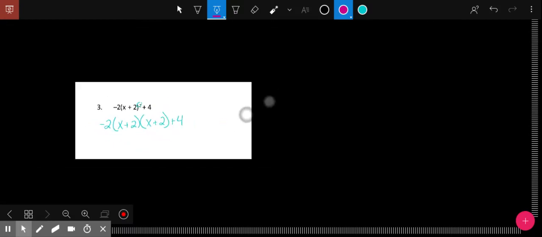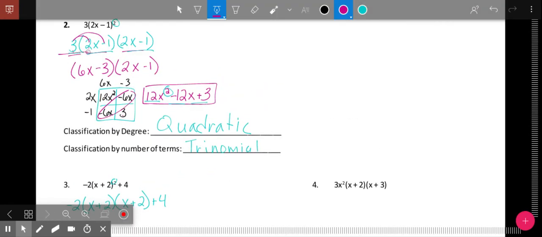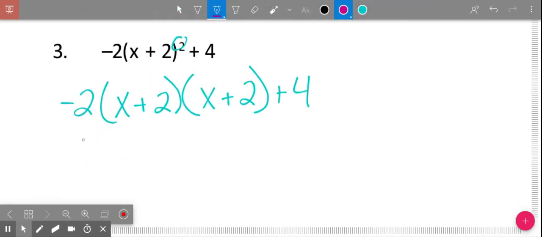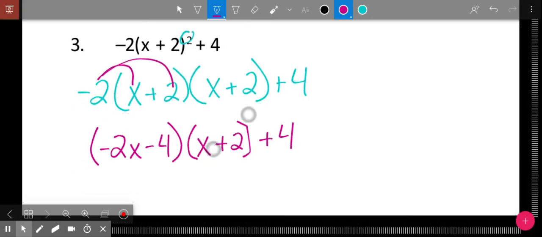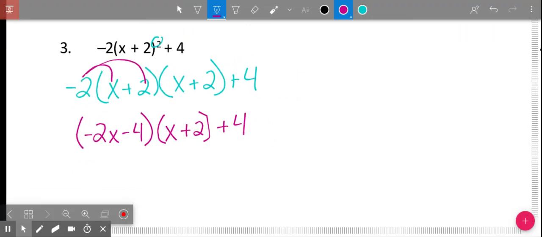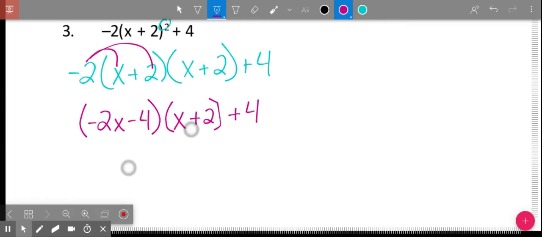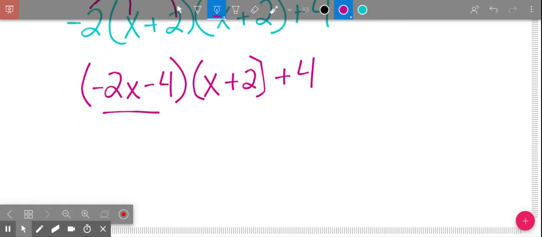Now we're going to do just like we did in this problem up here. We have a negative 2 out front, so we're going to distribute that negative 2 to my first set of parentheses. So negative 2 times x gives me negative 2x. Negative 2 times 2 gives me minus 4. And then I'll still have x plus 2 plus 4. Okay, so at this point, now I can set up my box. I've got 2 binomials, so I can set up my box.